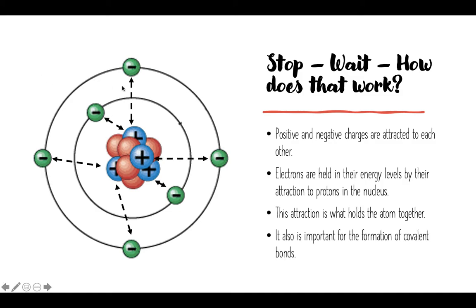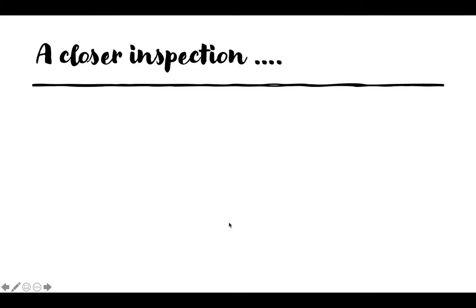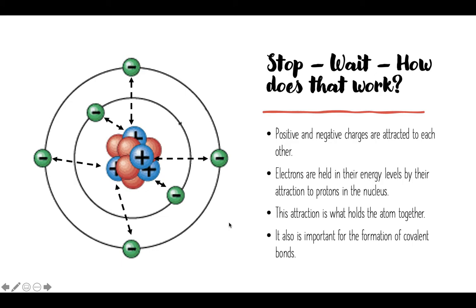So each of these electrons we can see is attracted to the protons, and each of the protons is also attracted to the electrons. Sorry guys. This is important for covalent bonds. So, in an atom, it's held together by that positive charge in the nucleus, holding on to the negative electrons.